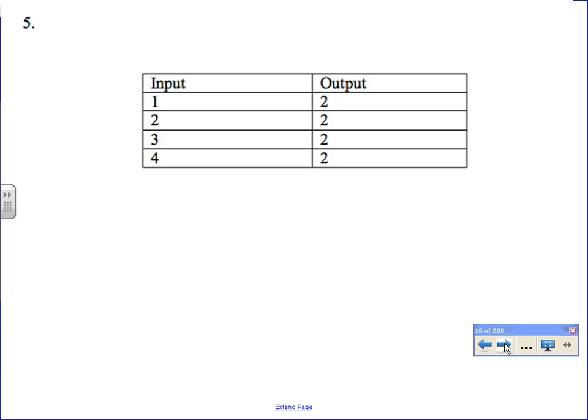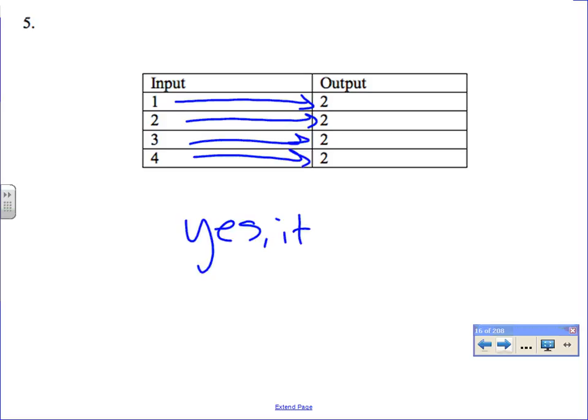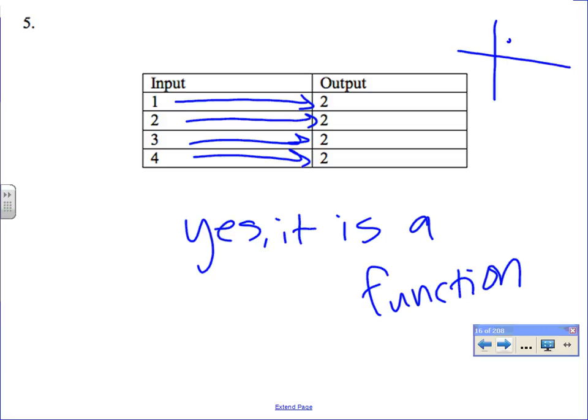Good job. So 1 goes to 2. There's a relation. 2 goes to 2. 3 goes to 2. 4 goes to 2. Yes, it is a function because it's 1 to 1. We do not care that all of these repeat, because if we went to graph this, we would have a graph that looks something like this. That's a function. There's not any dots on top of each other. So the output values are allowed to repeat as long as your input values are different.